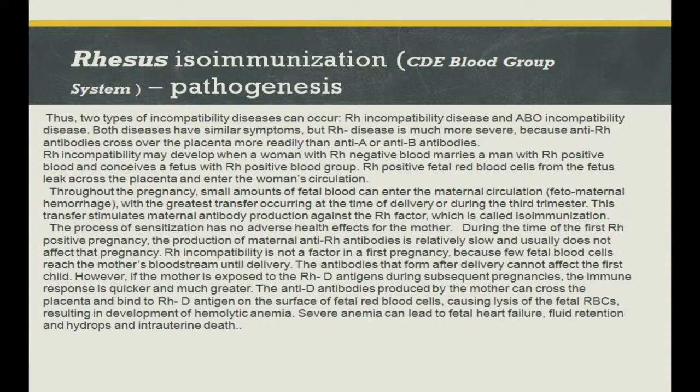Rhesus incompatibility may develop when a woman with rhesus negative blood marries a man with rhesus positive blood and conceives a fetus with rhesus positive blood group. One of the most frequent mistakes which we get during questioning of our patients: what is the mechanism of development of rhesus incompatibility? In what cases may the couple have rhesus incompatibility during pregnancy?